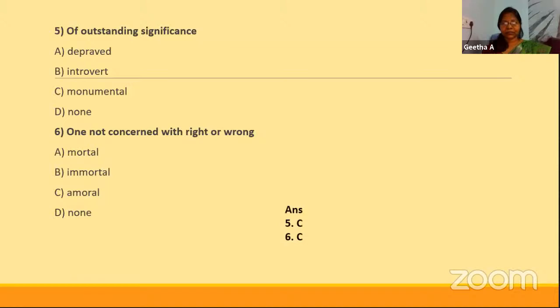Let's look into the answers. Yes, you're right. Monumental and immoral. Because depraved is something which is called corruption. Okay, so that is not correct. And introvert, you all know what is introvert, not very outgoing and all that. Monumental is something which is outstanding.